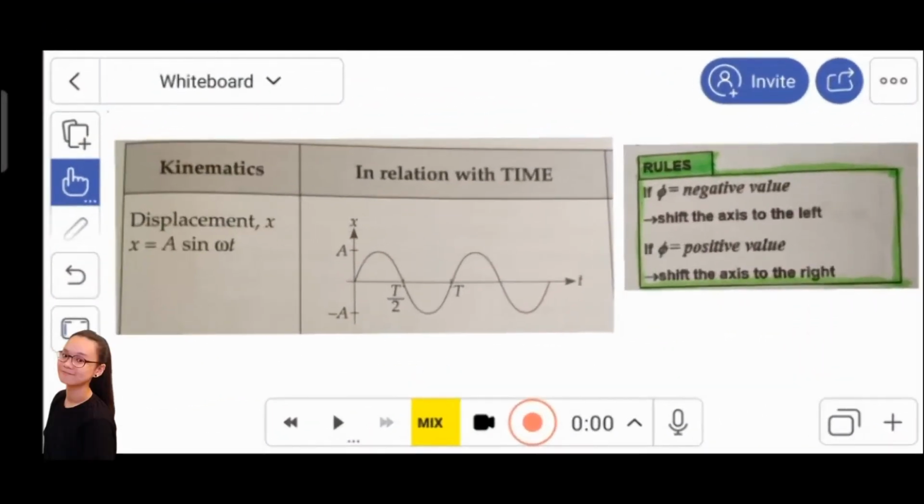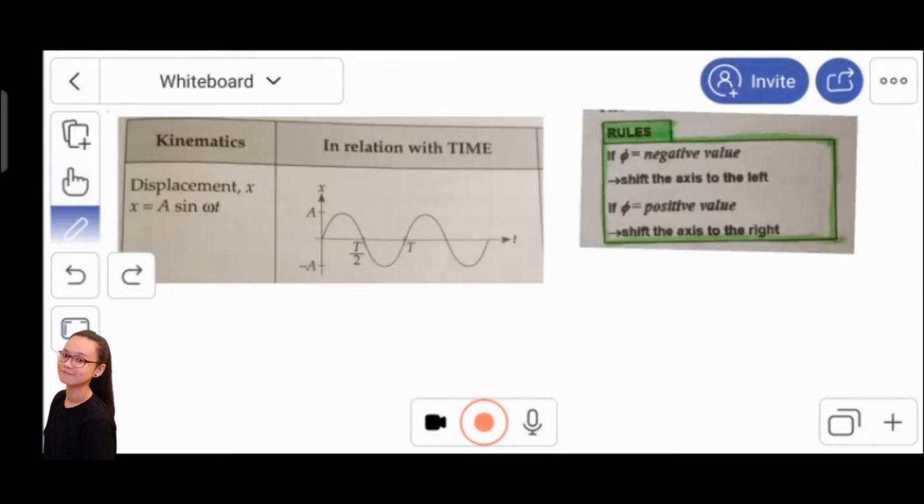Hi everyone, I am Chan Jingyi from S15P11. Today I would like to present subtopic 9.2, Graph of Simple Harmonic Motion. So let's start. Let us start with the displacement against time graph.